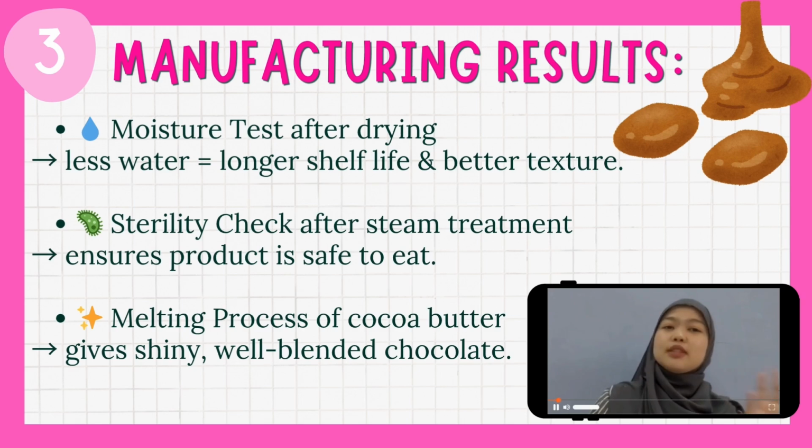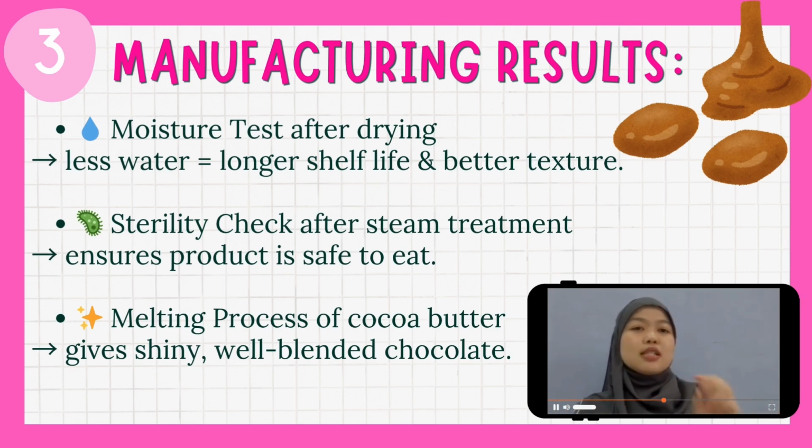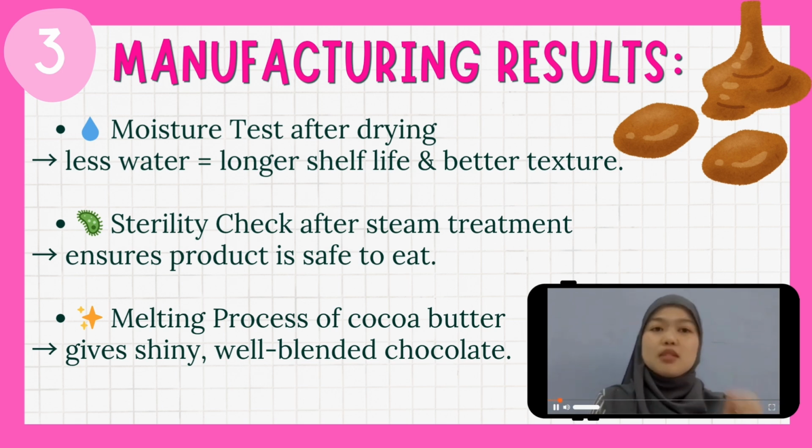Here are some results that manufacturers look for. Moisture test after drying helps reduce the water content of cocoa. Less moisture means longer shelf life and a better texture, so no one wants soggy chocolate, right? Also, next, sterility check after steam treatment. The product is checked to make sure it's free from harmful bacteria. This is very important for food safety.